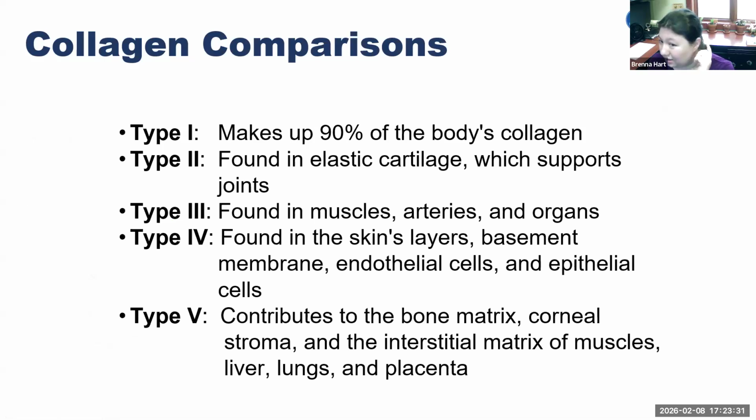Type 2, think of elastic cartilage, like your ear cartilage, cartilage in the joints, or collagen in the joints. And type 3, muscles, arteries, organs. Your type 4, definitely think of just skin and its different layers, epithelial cells, endothelial cells, the basement membrane. And then type 5 is where you're going to start getting into still some organs like the lungs and the liver and placenta, but this is also going to be part of the bone matrix and the interstitial matrix of muscles.